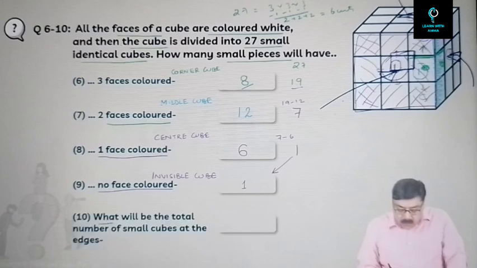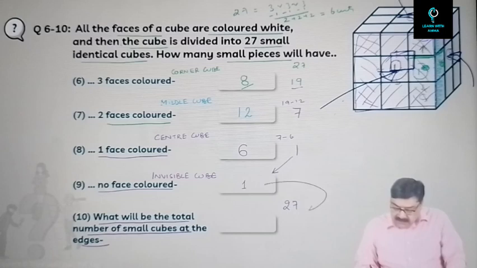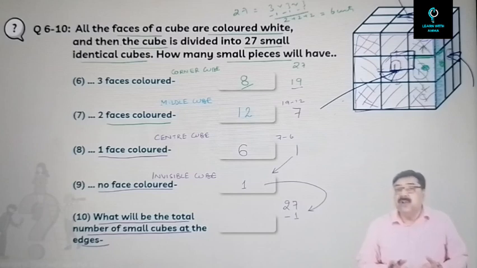Now, what will be the total number of small cubes at the edges? So we know that there are 27 pieces in all, out of which let us subtract this one, because this 0 faced cube, no face colored, is not found on the edges.